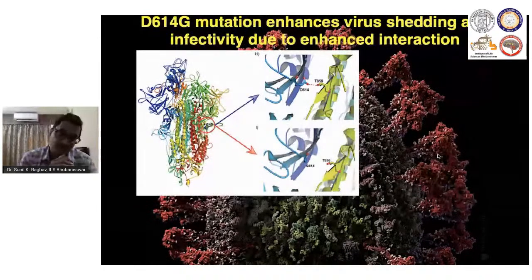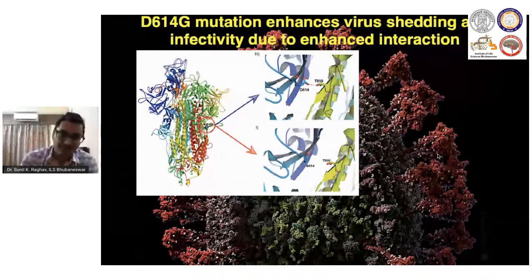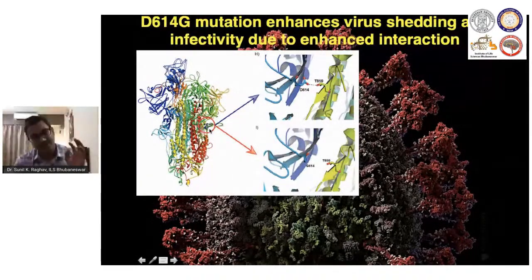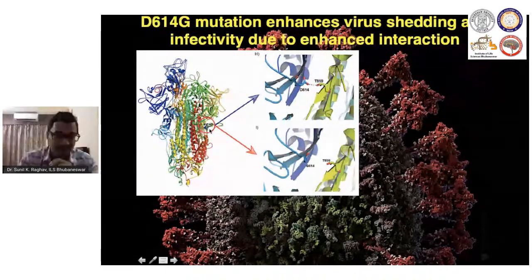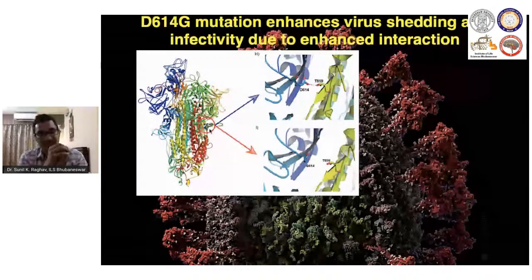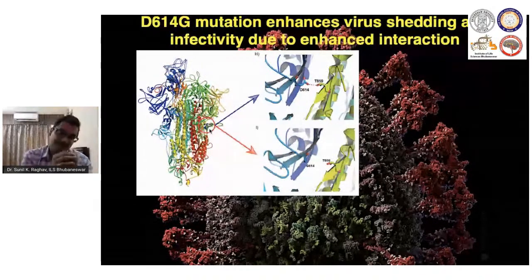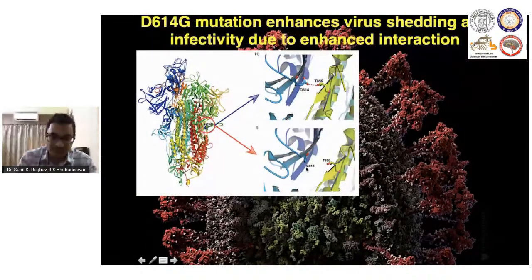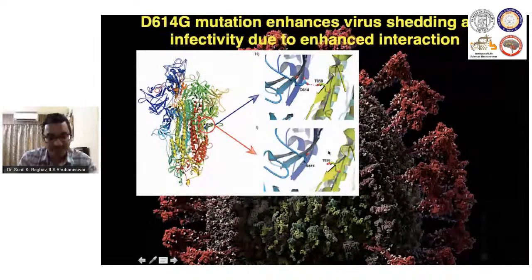What is the impact of this mutation? So if you look at, this is the region where I told you that the receptor binding domain of the spike protein in the virus interacts with the ACE2 receptor on the host cell. So what happens when this mutation happens? This is the aspartic acid, so there is this hydrogen bonding. But when this amino acid is changed to glycine, this hydrogen bonding is lost.